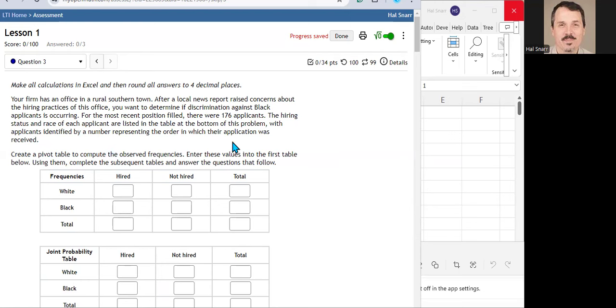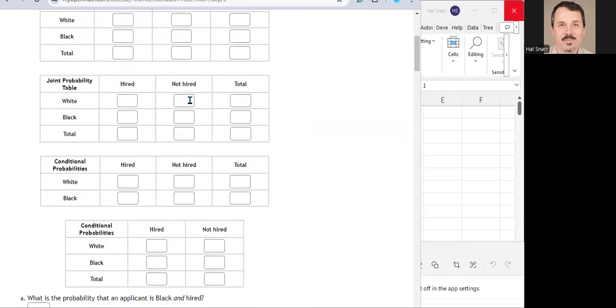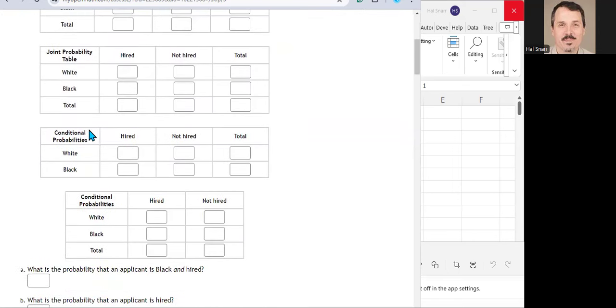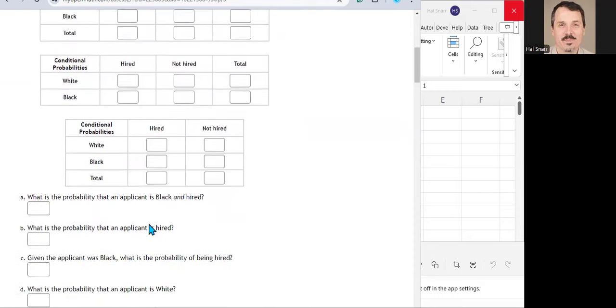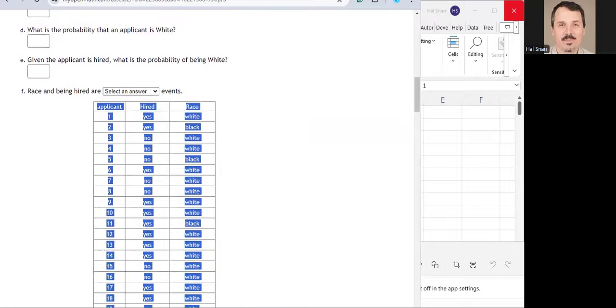We're going to use this data to create a pivot table to compute the observed frequencies for this first table, right? And then we're going to use these observed frequencies to calculate the joint probability table and these two conditional probability tables so that we can answer these questions, right? So the first thing we have to do is copy the data.